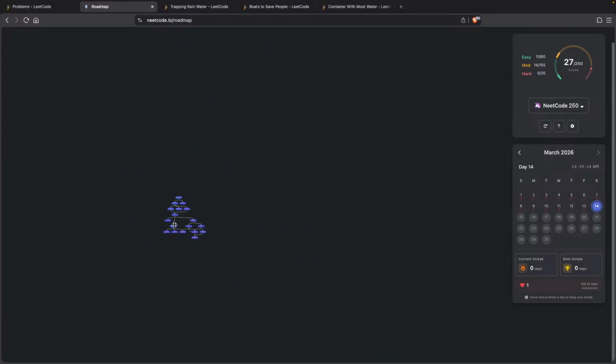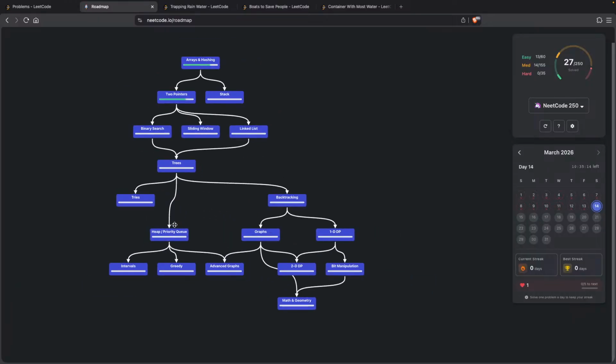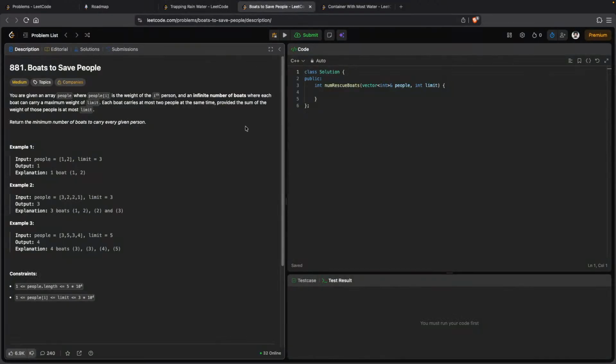What is that? What does this say? Okay, let's try to solve this problem. What is? Okay. You are given an array. Okay.